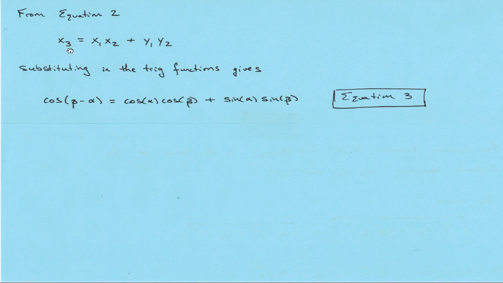If we plug those into our expression, then we obtain our trig identity: the cosine of beta minus alpha is the cosine of alpha times the cosine of beta plus sine of alpha times sine of beta.